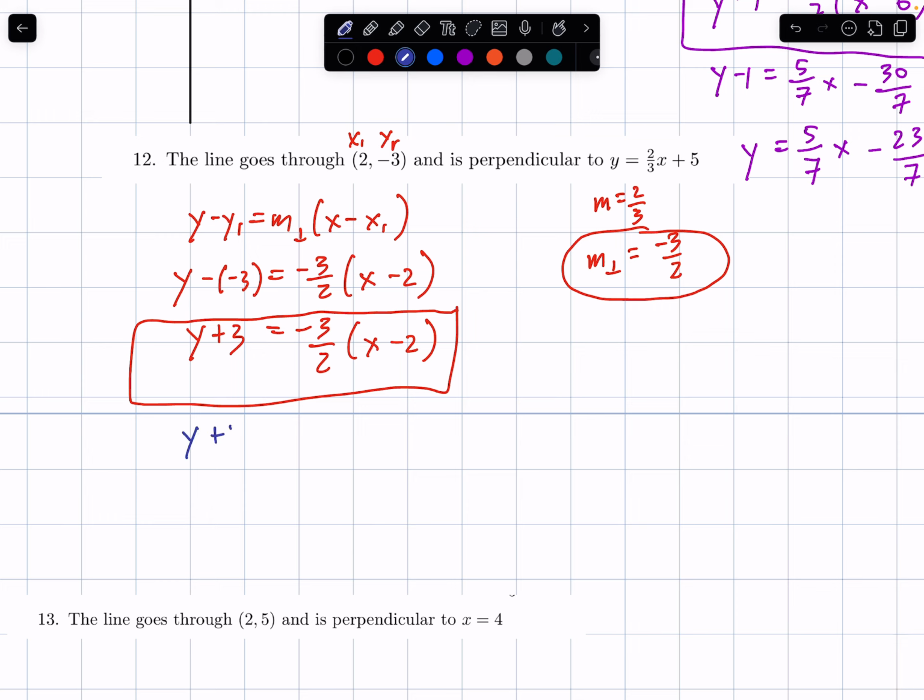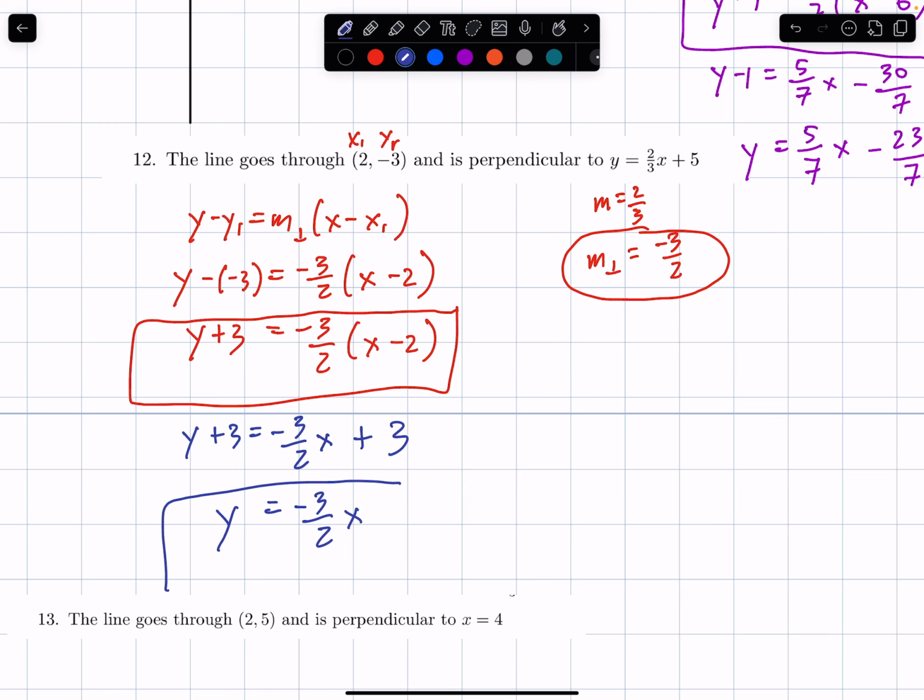Y plus 3 is equal to -3 halves x, -3 halves times -2. The negatives cancel out, making it a positive, and the 2's cancel out, so that makes it a 3, plus 3. Oh, how about that? Okay, -3 on both sides. I get y is equal to -3 halves x, because the 3's cancel each other out. So there's my slope-intercept form.